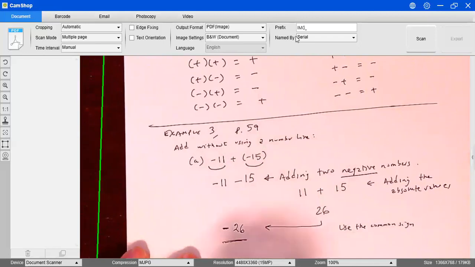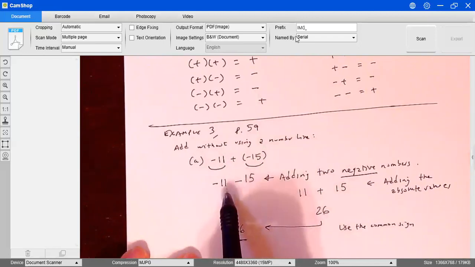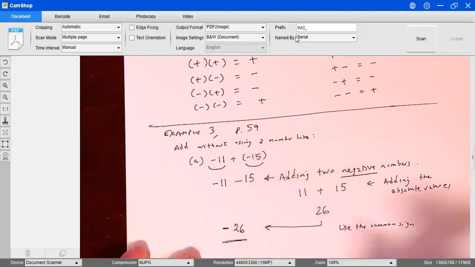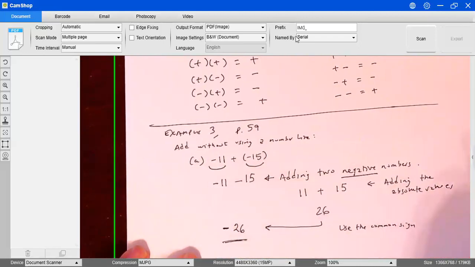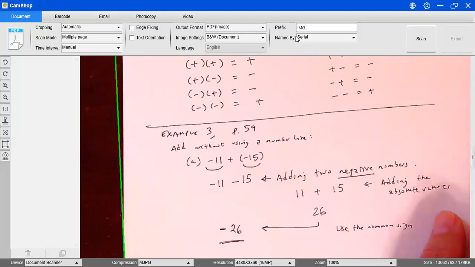So that's the best way to add two negative numbers. You add the absolute values and then you use the negative sign for the result, for the sum. So that's example 3.